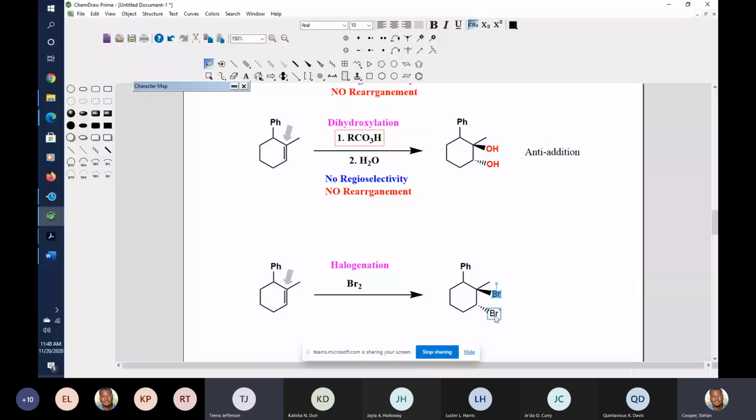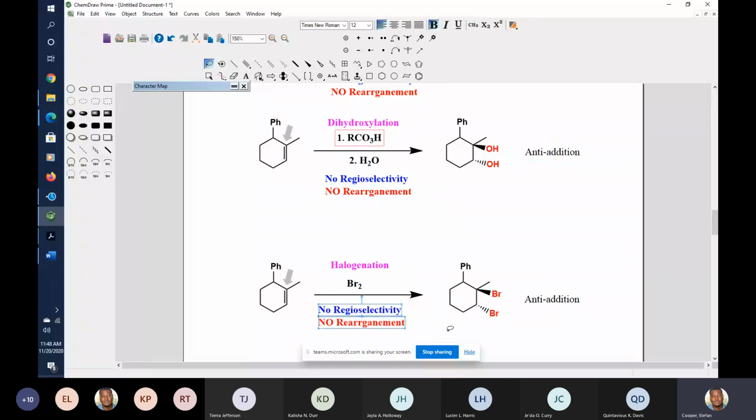Trans. Yes, again, anti-addition. That's right. There's some control on how these groups are added. They always have to add anti to one another. Every halogenation will be an anti-addition. Is there any regional selectivity or rearrangements to concern ourselves with here?